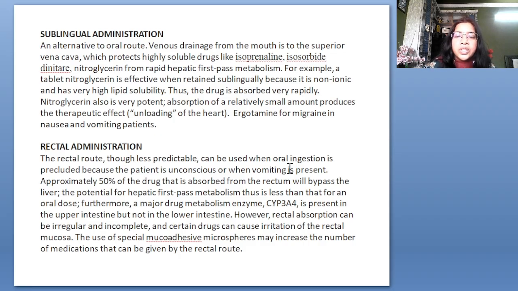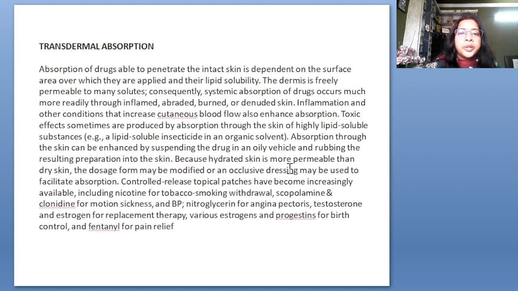Approximately 50% of the drug that is absorbed from the rectum will bypass the liver. The potential for hepatic first pass metabolism is less than that for an oral dose. Furthermore, a major drug metabolism enzyme, CYP3A4, is present in the upper intestine but not in the lower intestine. However, selective absorption can be irregular and incomplete, and certain drugs can cause irritation of the rectum. The use of spatial mucoadhesive microspheres may increase the number of medications that can be given by the rectal route.